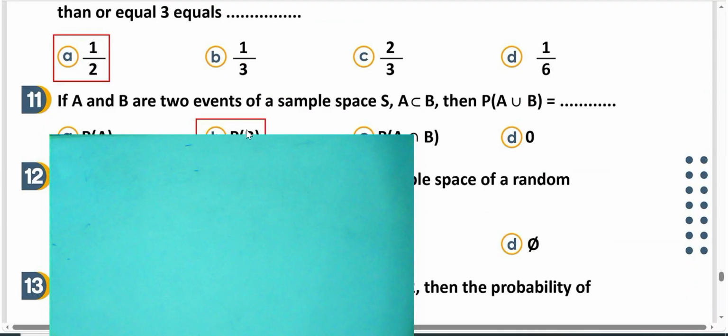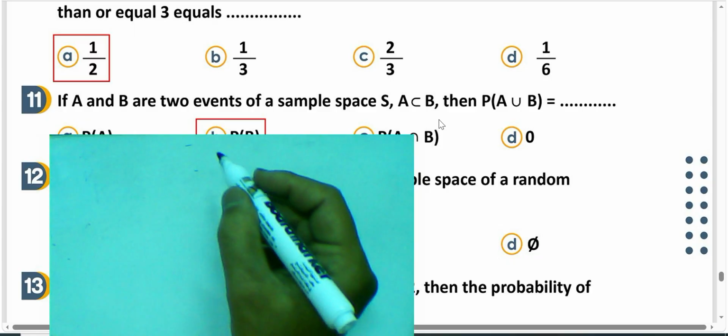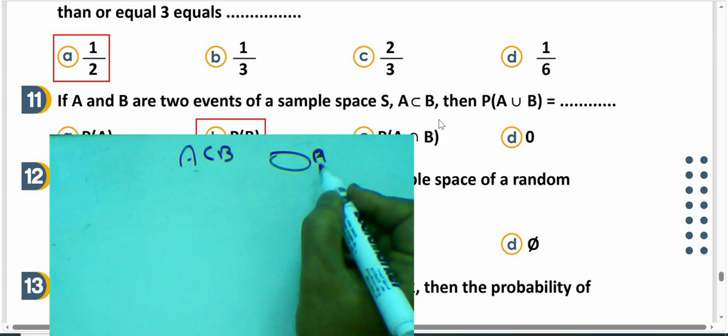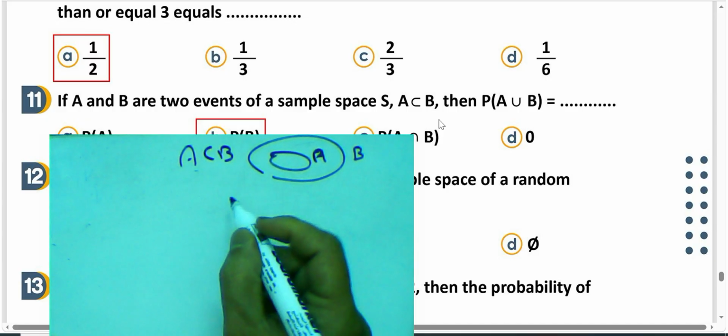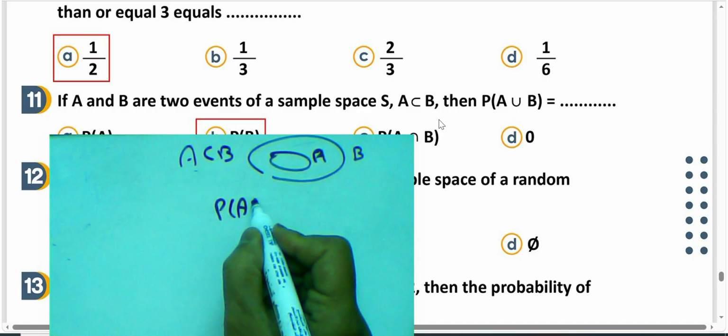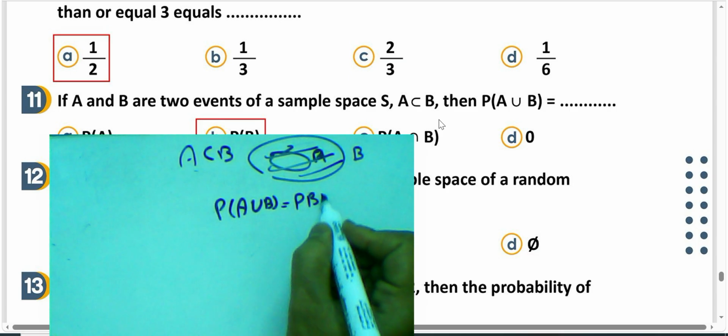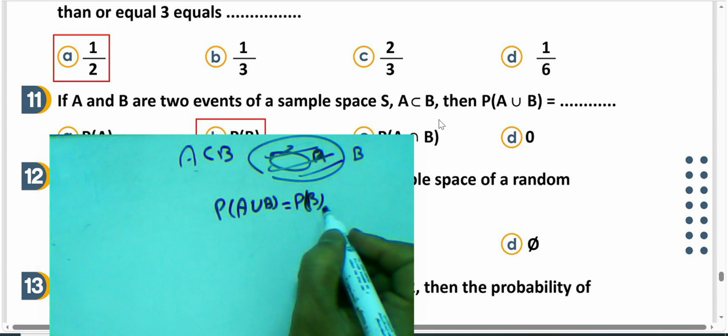Next question, A and B two events, we have A subset of B. It means A lies inside B. Then probability of A union B will be, give me the greatest set here, the result will be probability of B.